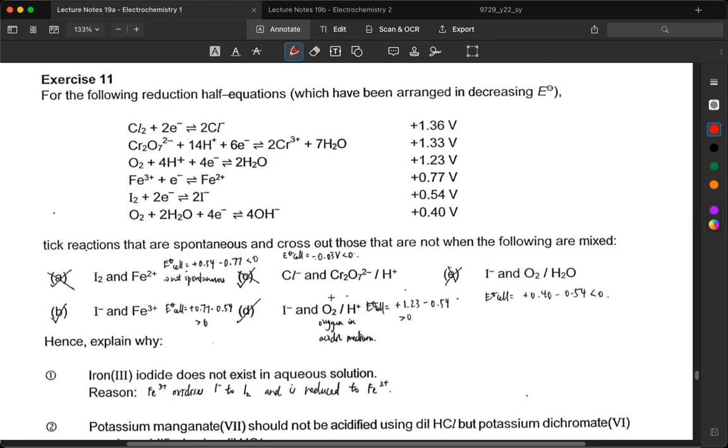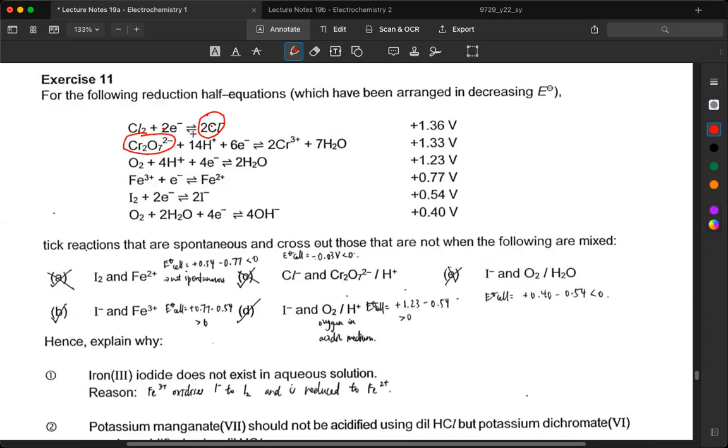Take C. Cl minus and Cr2O7 2-. So this one has to be the one. What I do here is, you'll see, I will circle them. This is a technique. I circle them so that I know what I'm looking at. So this one must become this one, must be oxidized. So I must take 1.36.